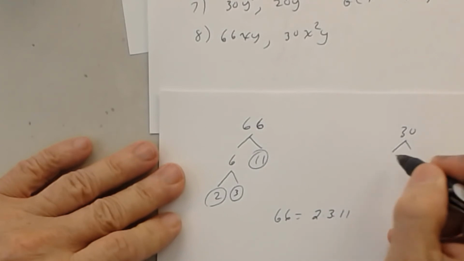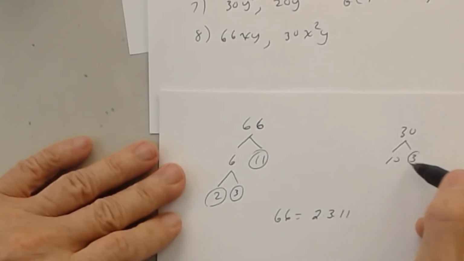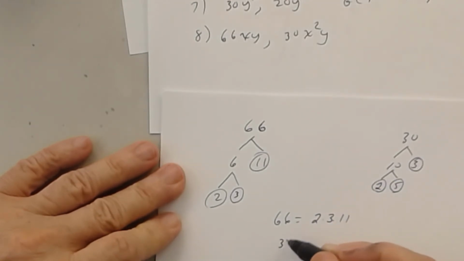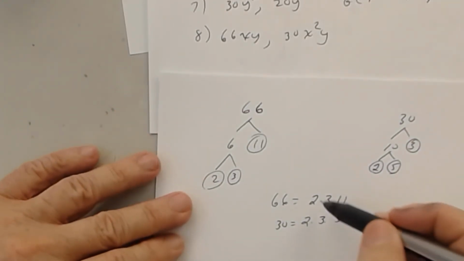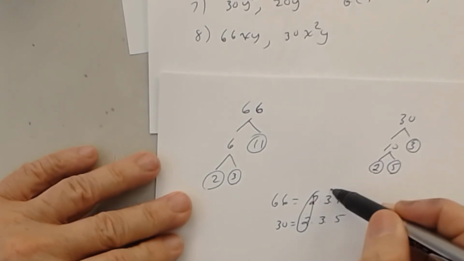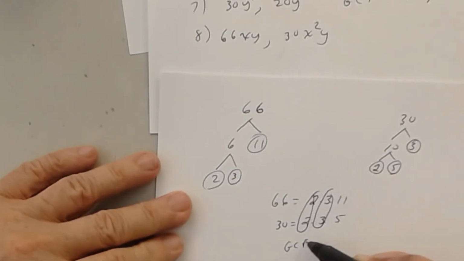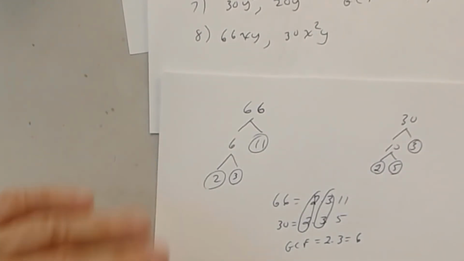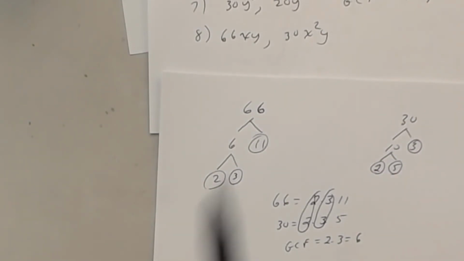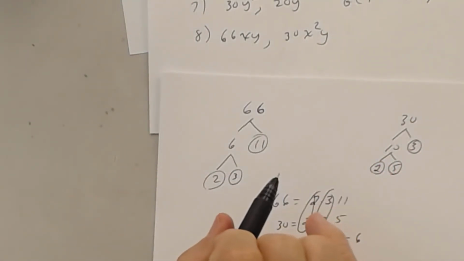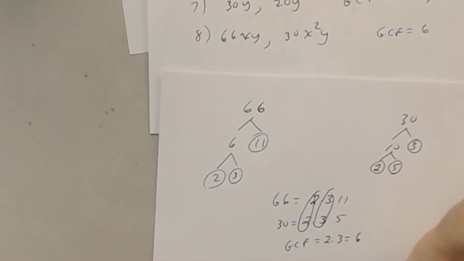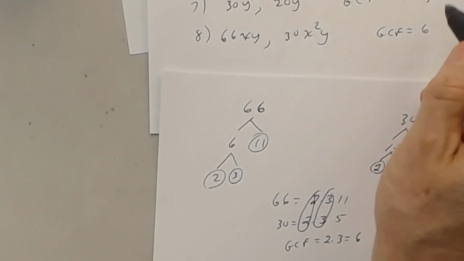30, let's do 10 times 3. So 3 is prime, and 10 is 2 times 5. So 30 is 2 times 3 times 5. So what do I circle? The group of 2's, and I circle the group of 3's. So the GCF would be 2 times 3, which is 6. So the GCF of 66 and 30 is 6. So what's the GCF of those two terms, though? 6 what? 6xy. You all agree?